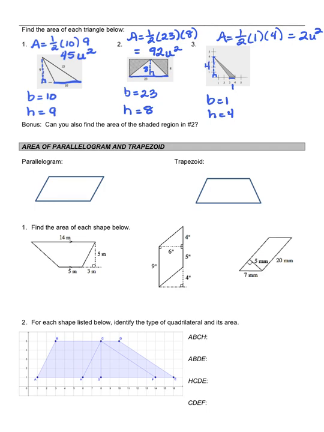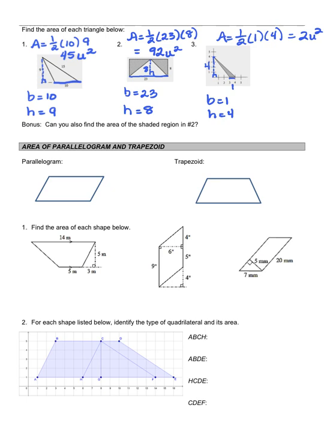Okay, so to check your work, I just put up the answers for those last two problems. You should have gotten 92 units squared for number 2 and 2 units squared for number 3. Now this bonus question says, can you also find the area of the shaded region in number 2? And this is interesting because on the next page of the notes, we actually get into problems like this. I like to call them cookie cutter problems.